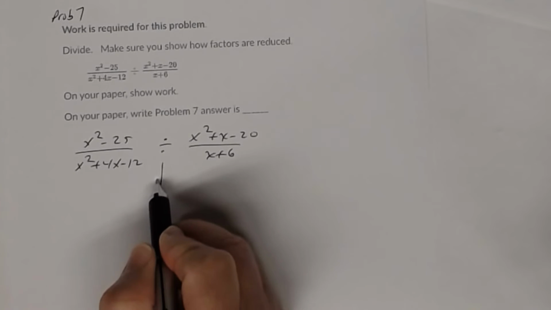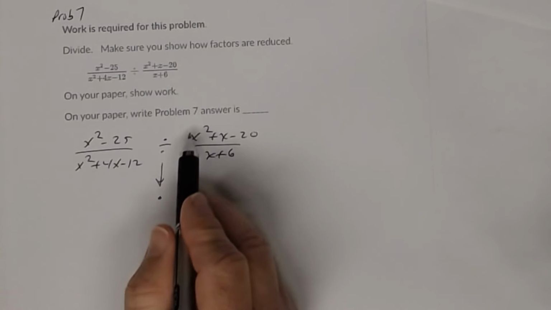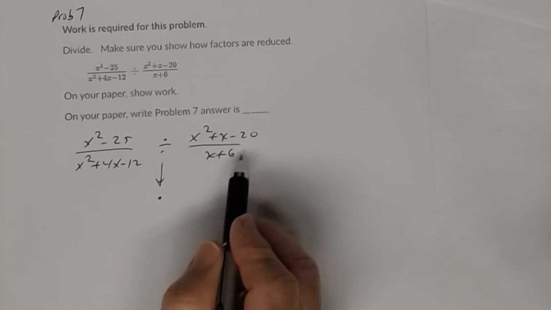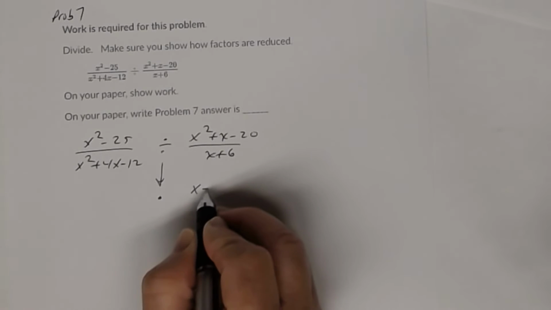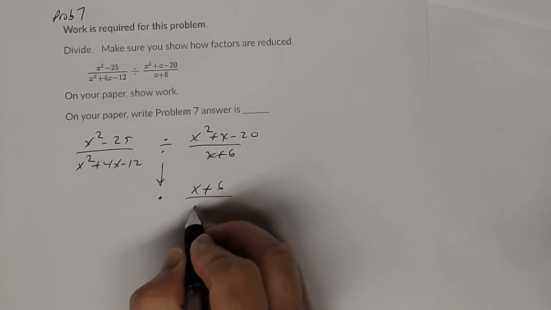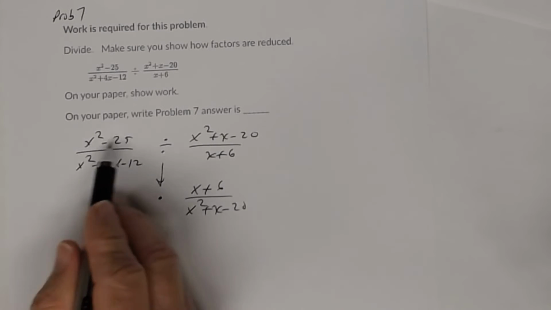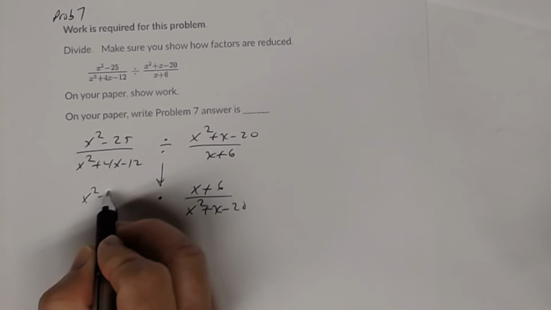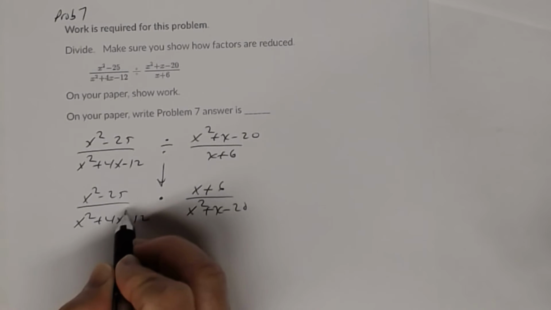And in changing this to a multiplication problem, you're going to have to multiply by the reciprocal of the fraction following the division symbol. So the next step you would have to say x plus 6 divided by x squared plus x minus 20. And that first fraction stays as it is, so x squared minus 25 divided by x squared plus 4x minus 12.